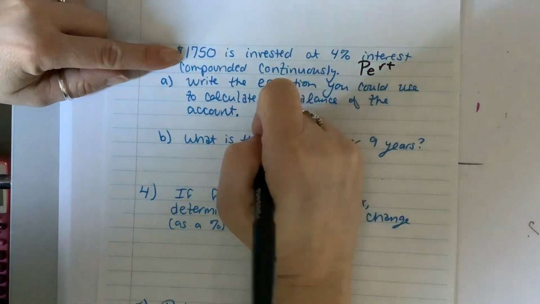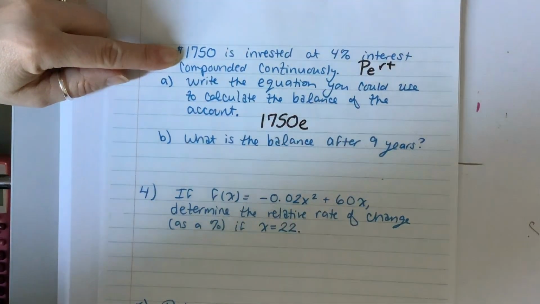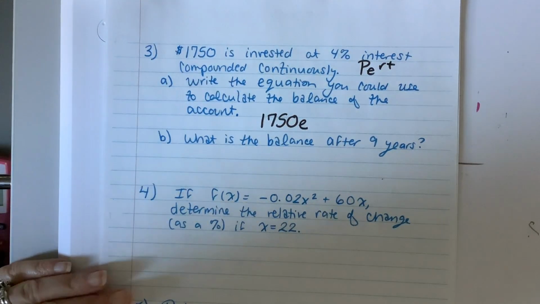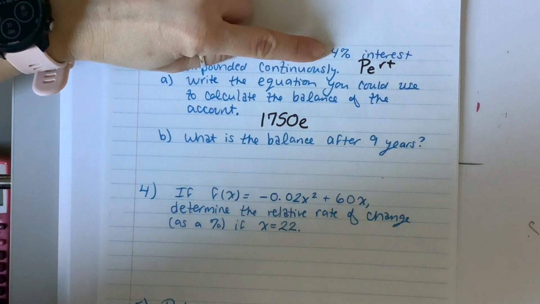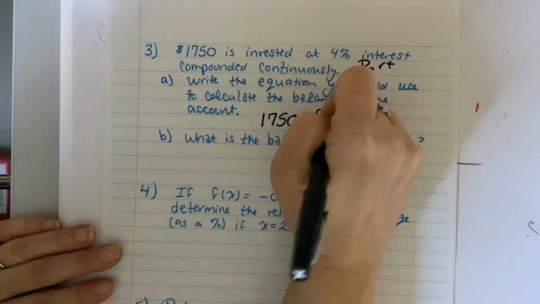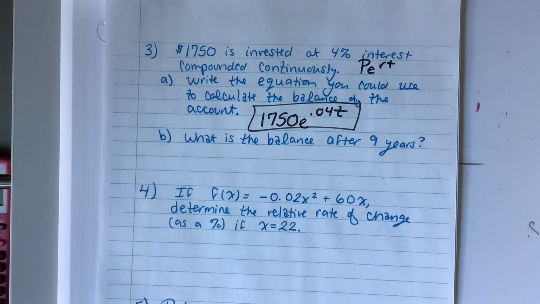P, what is the principal? $1,750. E is a number. R is your interest rate. The interest rate is 4%. You always write it as a decimal, so 0.04t. That is an equation where we could figure out what the balance is as long as you knew how many years you plan to keep it in the bank. If you want to know what's the balance in 10 years, fill in a 10. What would be the balance if I kept it in there for 12 years?